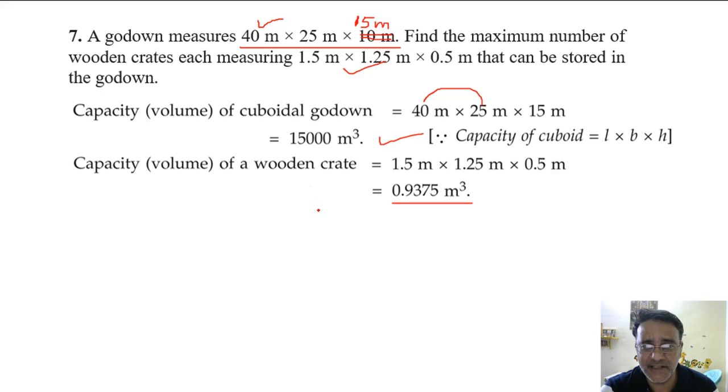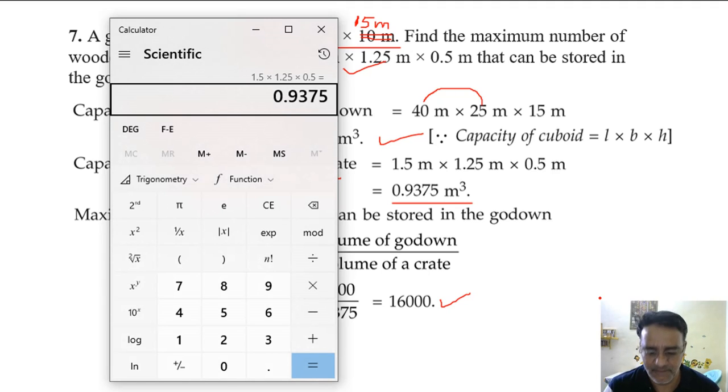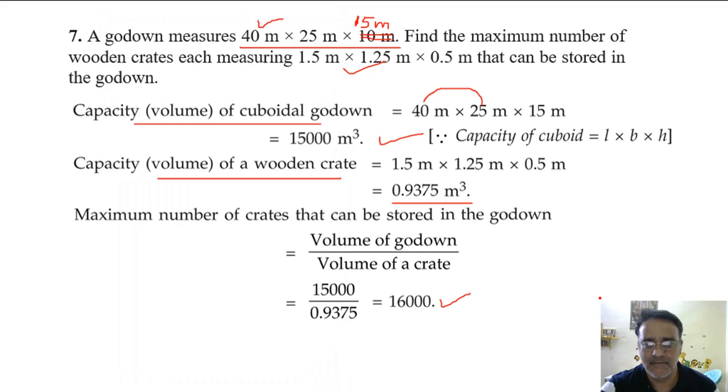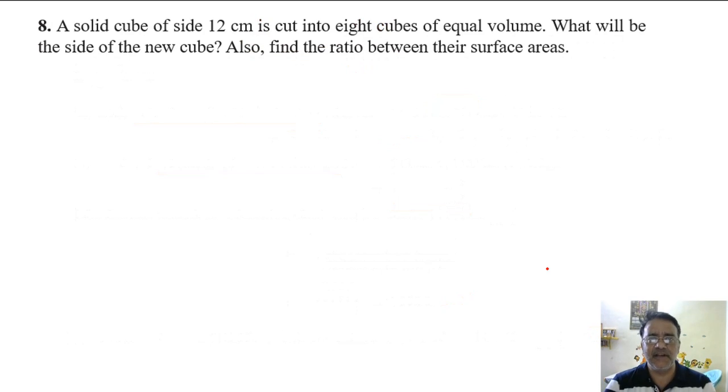Okay. Now the number of wooden crates will be the volume of the cuboidal godown upon the volume of one wooden crate. So 15,000 upon 0.9375. If you divide, you will get 16,000. Right. So a maximum of 16,000 wooden crates can be stored in the godown. Any doubt? No, sir. Okay. Now we'll move towards question number 8.